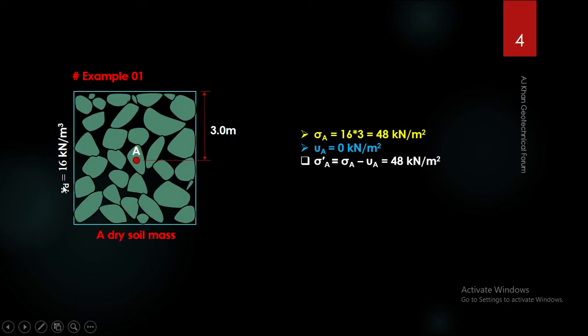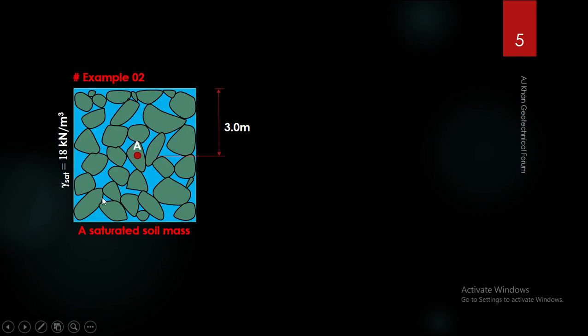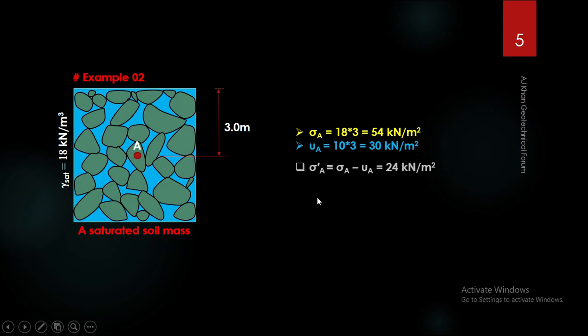In here, the unit weight was 16 kilonewton per meter cube, but we had an effective stress equal to 48 kilonewton per meter square. And in the next example, the unit weight was 18 kilonewton per meter cube, but we have a less effective stress carried by the solid particles, that is 24 kilonewton per meter square. The difference is obviously caused by the presence of pore water in the void spaces. Okay.